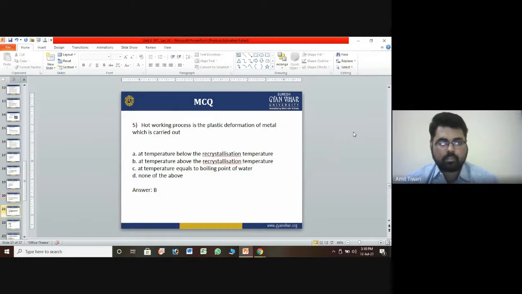Fifth question: a hot working process is the plastic deformation of metal which is carried out. The options are A, at a temperature below the recrystallization temperature, B, at a temperature above the recrystallization temperature, C, at a temperature equal to the boiling point of water, and D, none of the above. The correct answer is B: hot working is the plastic deformation of metal carried out at a temperature above the recrystallization temperature.